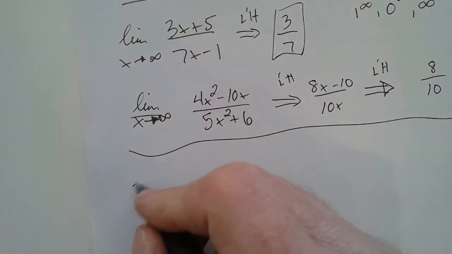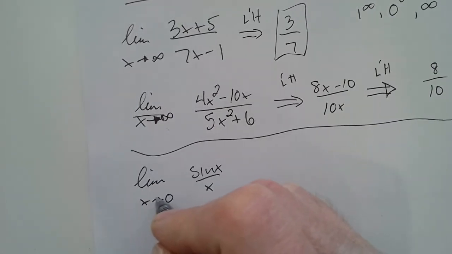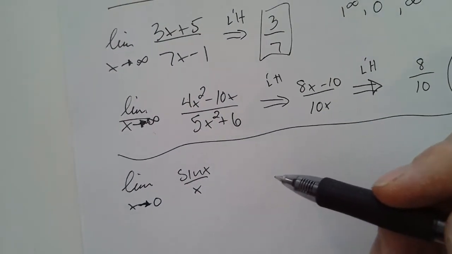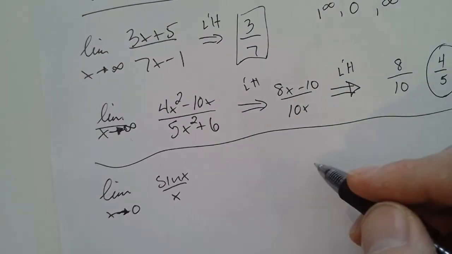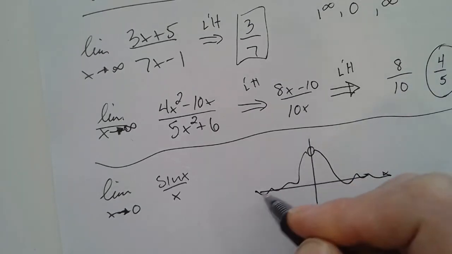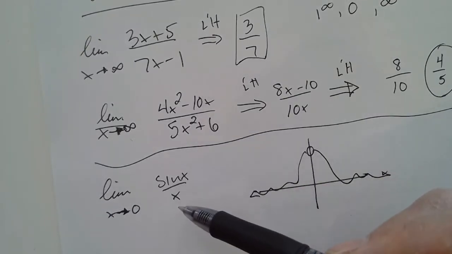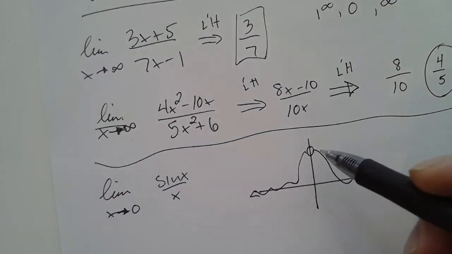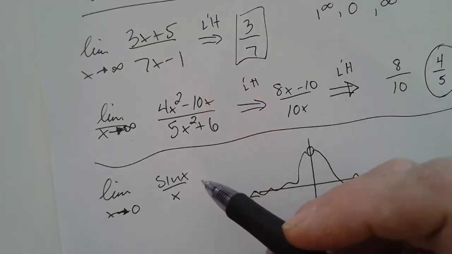However, if we had sine x over x as x goes to 0 this time, we spent, I don't know, 35, 40 minutes one day proving that the limit of sine x over x as x goes to 0 is 1. Remember, it's this graph, and then there's a removable discontinuity, and we evaluate a lot of limits knowing that sine x over x as x goes to 0 is 1, but we analytically spent a long time doing it. We actually used the sandwich theorem to prove it.